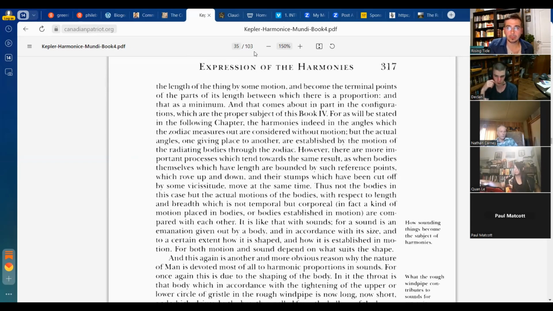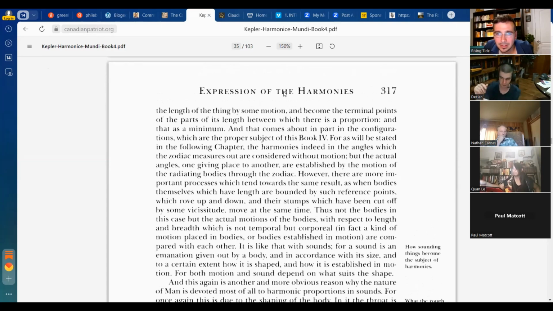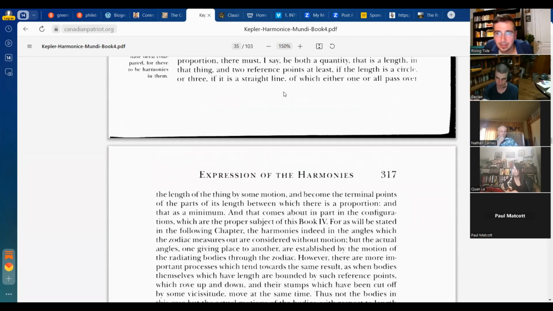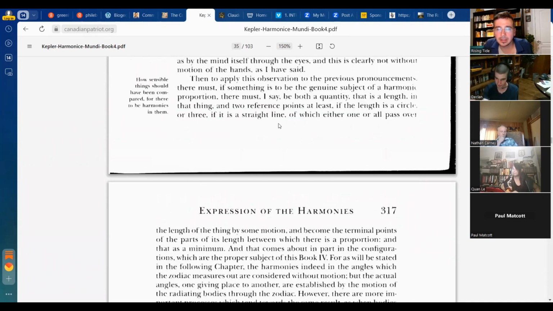What's that? I'm trying to picture that. How does that work? Can you hear me? Yeah, I can hear you. Okay, cool. My computer said I can't be heard. Could you reread it? My screen just froze on me. It was a little part of that paragraph. Here? Where they're talking about this. Yeah, the two points at least, if the length is a circle, or three if it is a straight line. And I'm trying to construct that in my head.